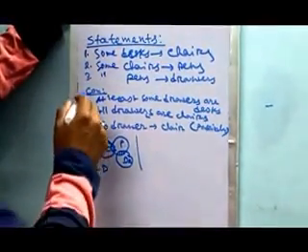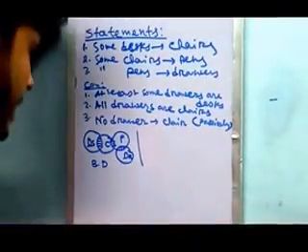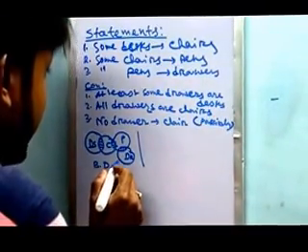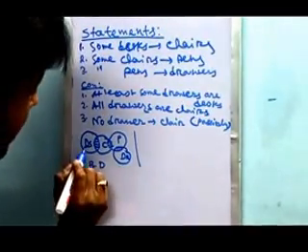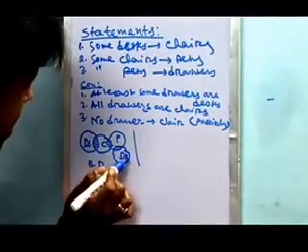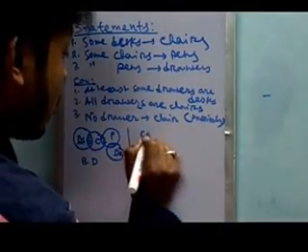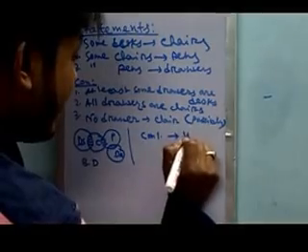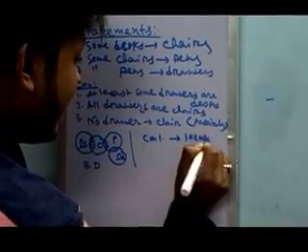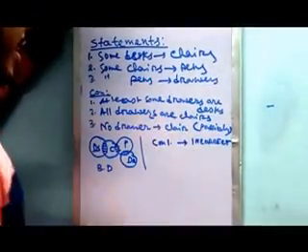Now, conclusion 1 tells us that at least some drawers are desks. Is it correct? Some drawers are desks. There is no possibility that any part of drawer will be included in desks. So, conclusion 1 is incorrect. Now, conclusion 2, all drawers are chairs.